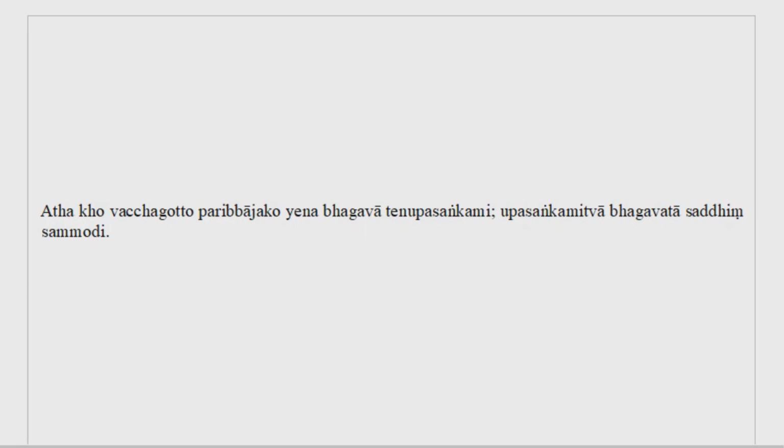So the reason I bring that up is we can very woodenly translate this as having approached, he exchanged greetings with the Blessed One. Or we could just say in English, he approached and then exchanged greetings with the Blessed One. And in this particular case, since the upasankamitva repeats the upasankami, which happened immediately previous, we could possibly just say that Vacchagoto approached the Blessed One and then exchanged greetings with the Blessed One.